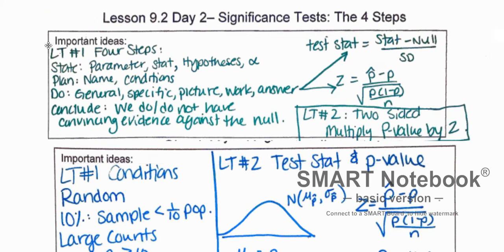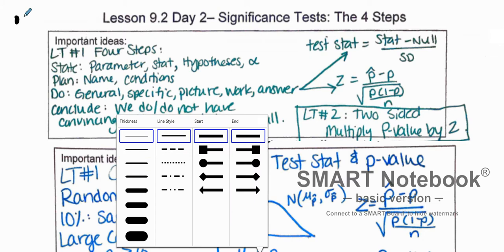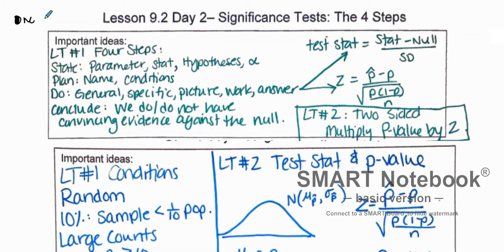Welcome back. What we're going to talk about is significance tests. More specifically, this is a one-sample z-test for proportions, p.